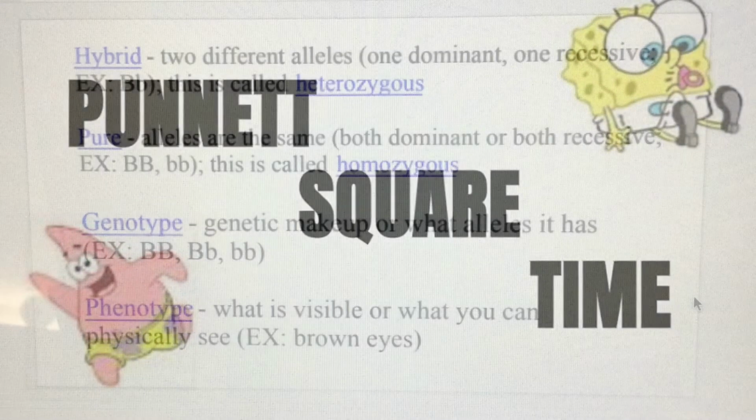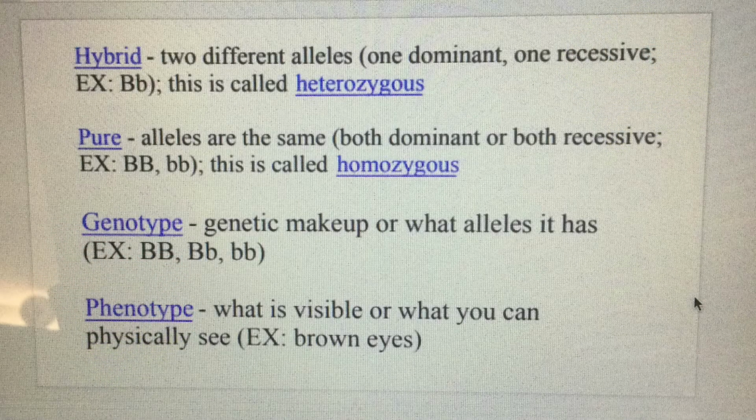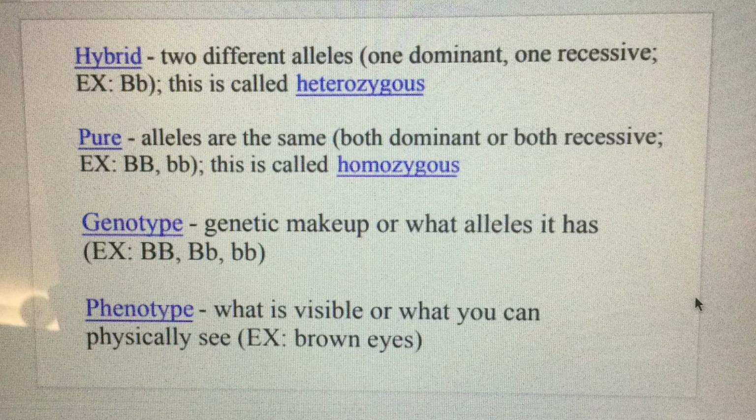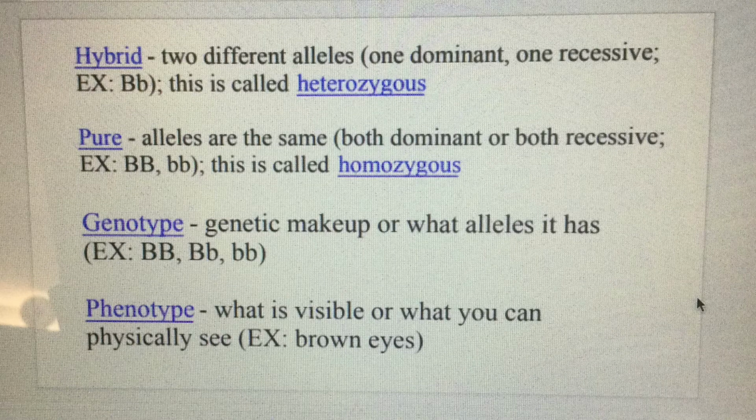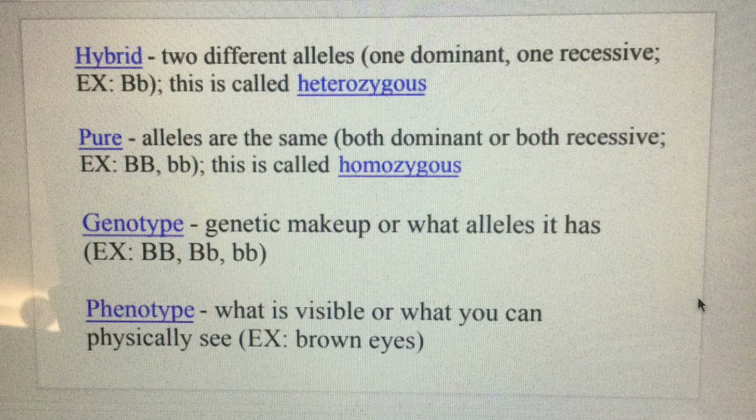Let's do a quick review of some vocabulary terms real quick. As you can see on the screen, hybrid and pure. If you remember, you get half of your DNA from your mom and half of your DNA from your dad. So when those combine, it gives you the traits that you have.